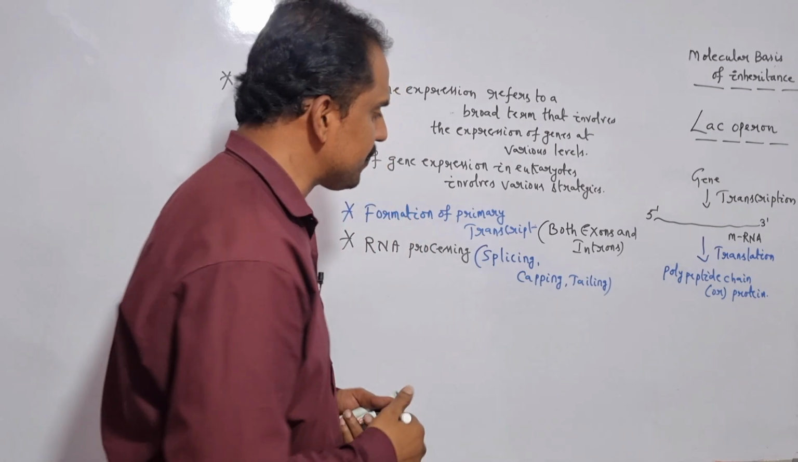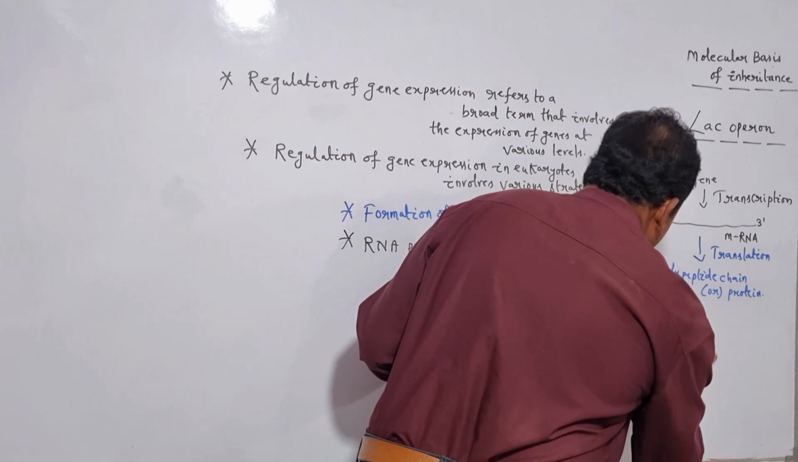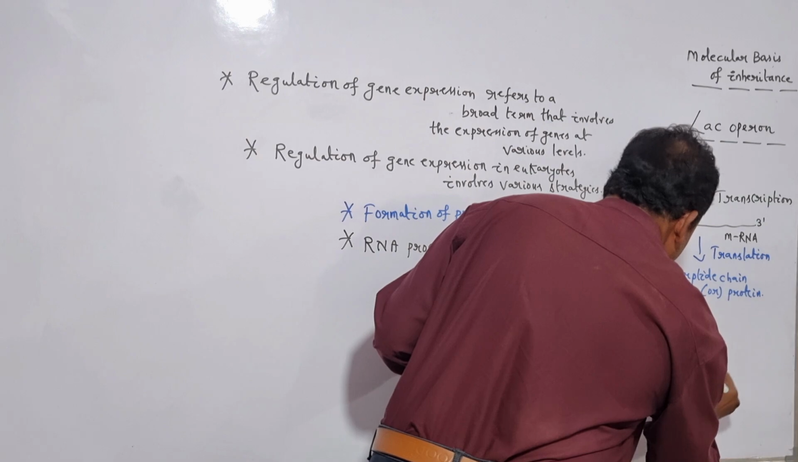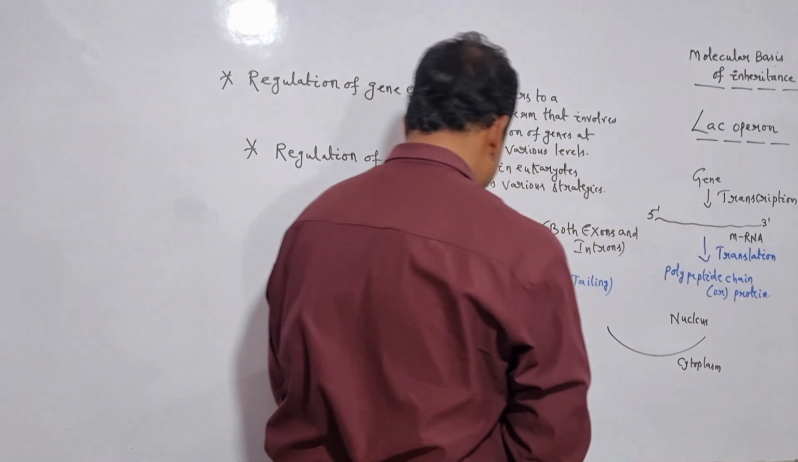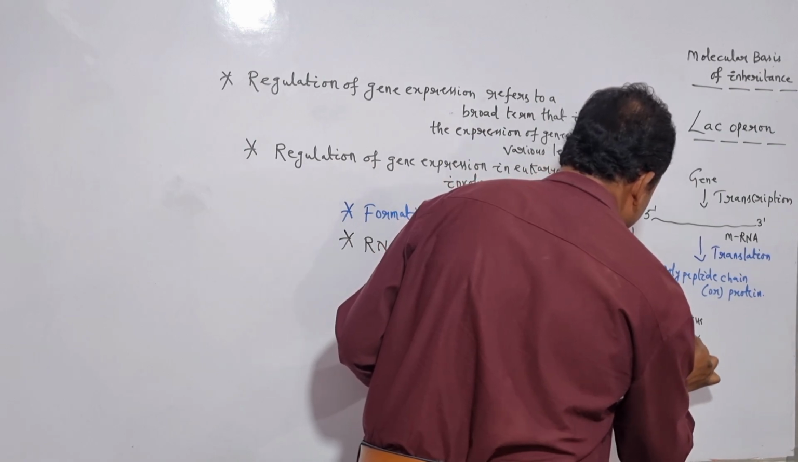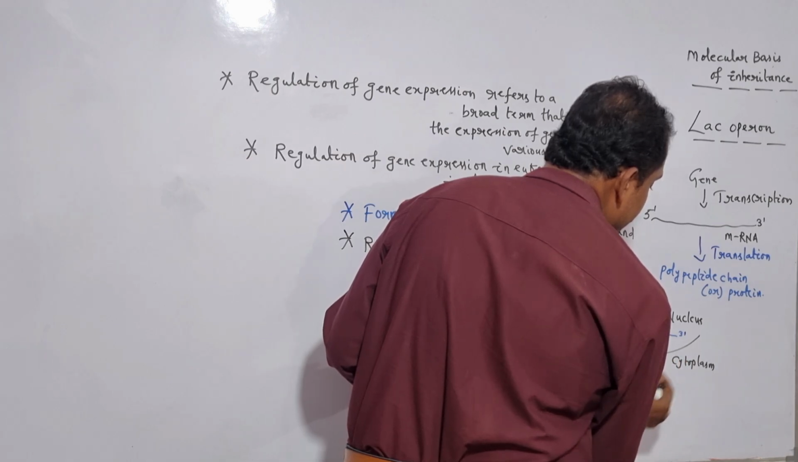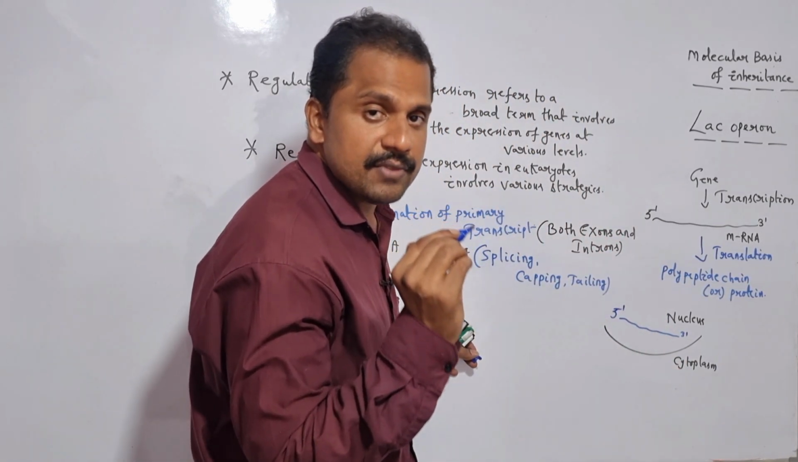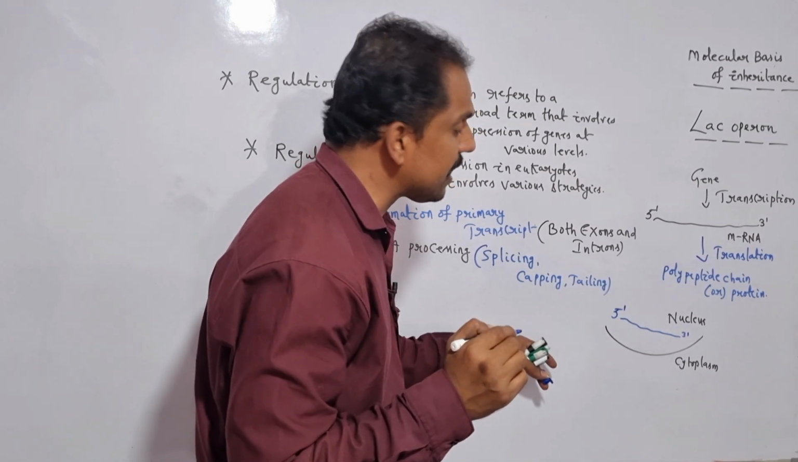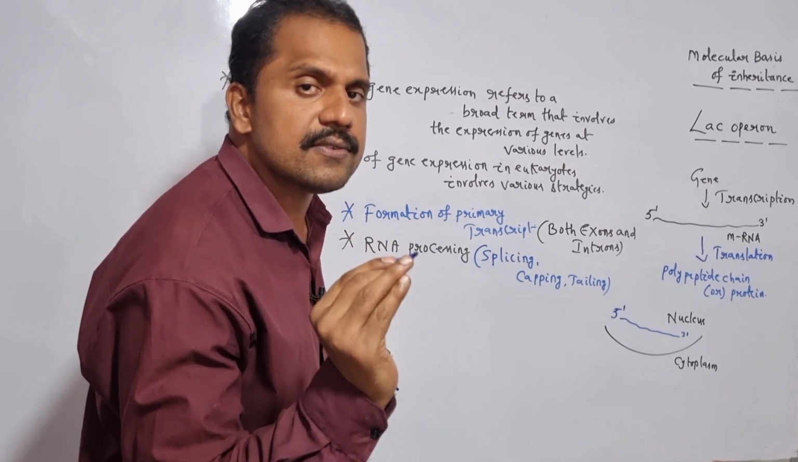Is it clear? So let me show it here. Let us assume this is the nucleus, and this is the cytoplasm. And let us assume this is the eukaryotic mRNA. The specific eukaryotic mRNA has to be exported from the nucleus to the cytoplasm in order to participate in translation. But prior to the export, the eukaryotic mRNA undergoes 5' capping as well as 3' tailing.